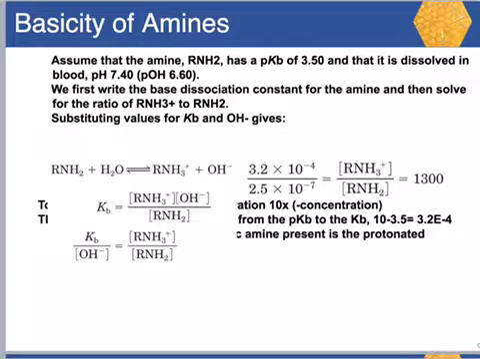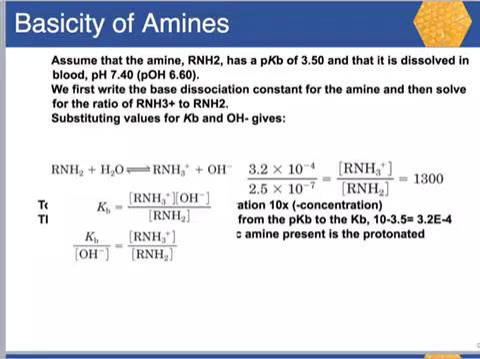In this example, we're going to assume that the amine RNH2, with R meaning some variable that's particular to the amine, has a pKb of 3.5, and that it is dissolved in blood, which has a pH of 7.4. For this to work, you have to make sure that your pKb agrees with a pOH. When we use pH, we would use pKa. So we find the pOH by taking 14 and subtracting 7.4. We've learned this before, and we get 6.6.